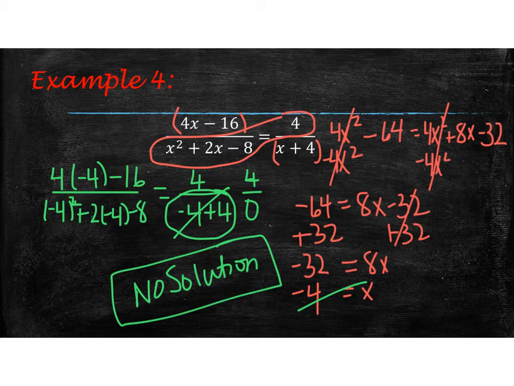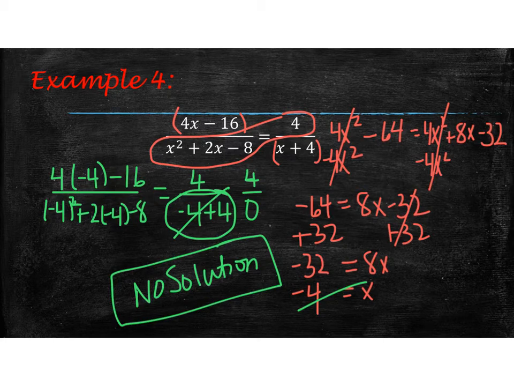equals. Then when we multiply here, we're going to distribute the 4 all the way through there. So that would be 4x squared. Then we'd have plus 8x. And then minus 32.